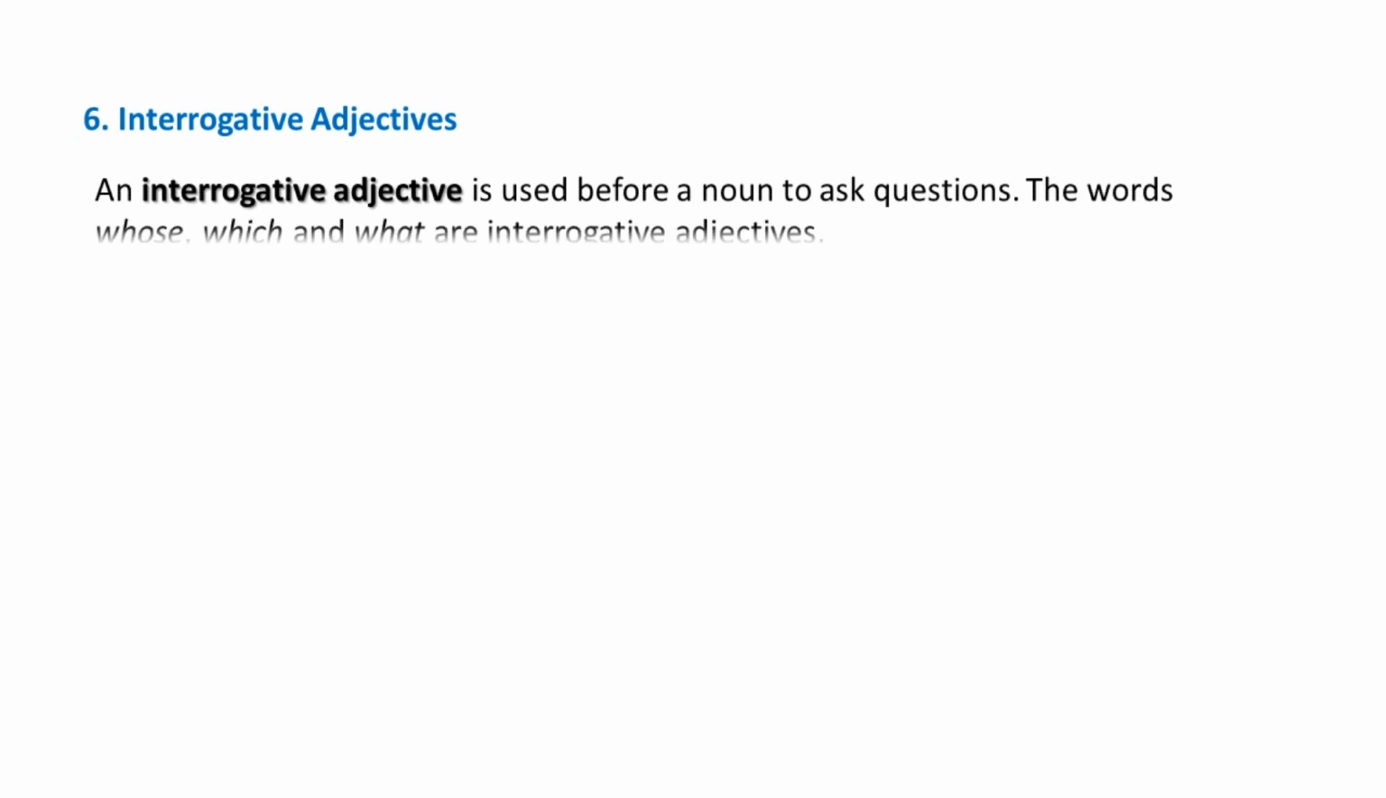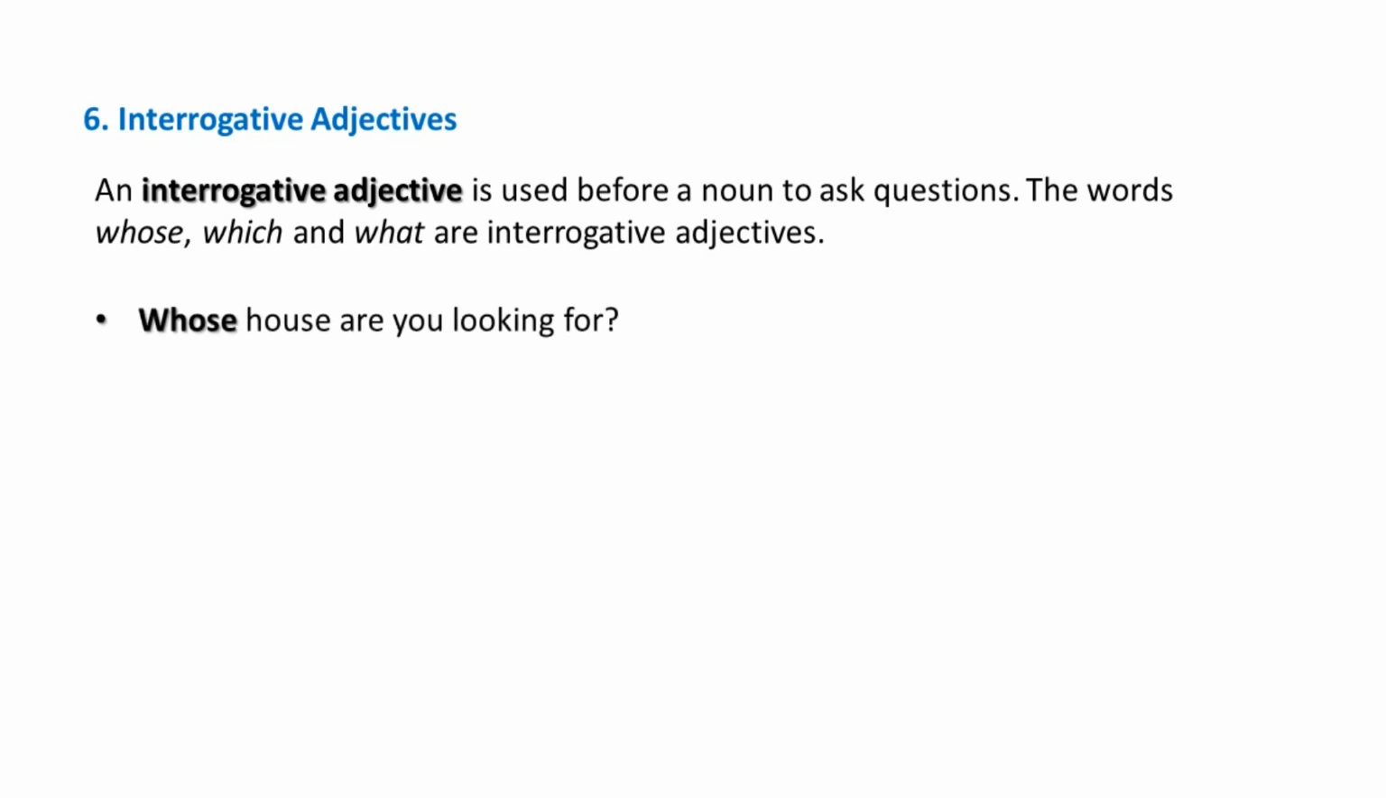Sixth kind of adjectives are interrogative adjectives. An interrogative adjective is used before a noun to ask questions. The words whose, which and what are interrogative adjectives. So, interrogative adjectives are rather easy because there are only 3 interrogative adjectives: whose, which and what.